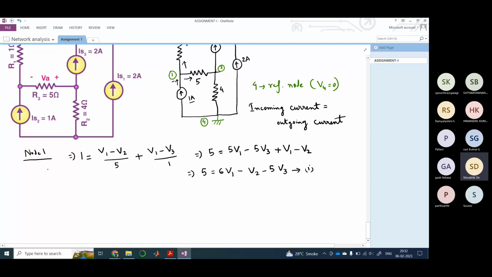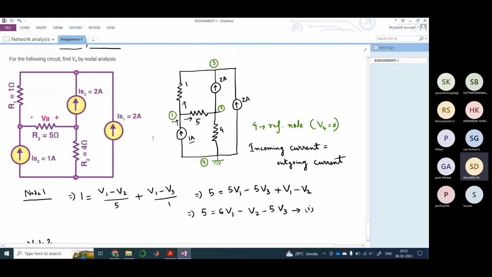Okay, so now let us solve this. Next we will have this node 2. Our node 2 is this node, right? Here, as per my convention, at node 2, my current is flowing from 1 to 2, so current is flowing in this direction, and also from node 4 to node 2, my current is flowing in this direction. And after that, there is this 2 ampere source, so current will be flowing from node 2 to node 3. So this would be something like this. Therefore I have 2 incoming currents and 1 outgoing current.